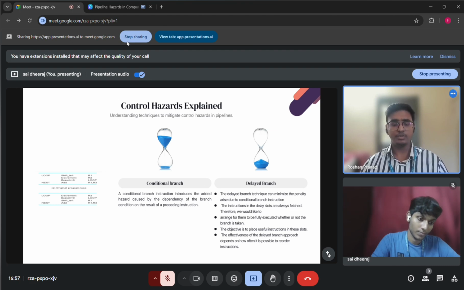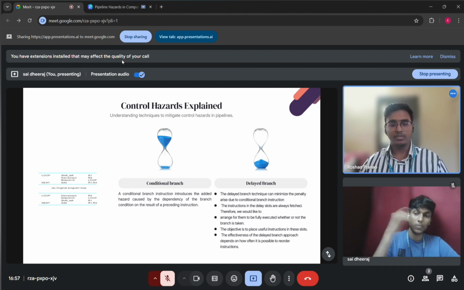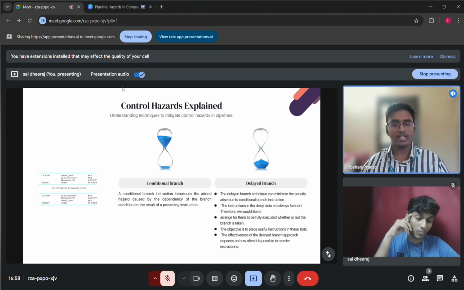So moving on to the conditional branch, a conditional branch instruction changes the flow of control based on a condition. For instance, an if statement that directs the program to different paths based on whether a condition is true or false. The pipeline here must predict whether the condition will be true or false and fetch the corresponding instructions. If the prediction is wrong, it must discard the instructions and refetch the correct ones, which can be expensive.